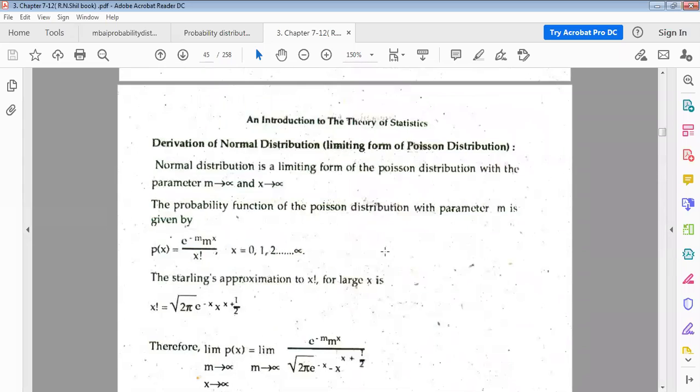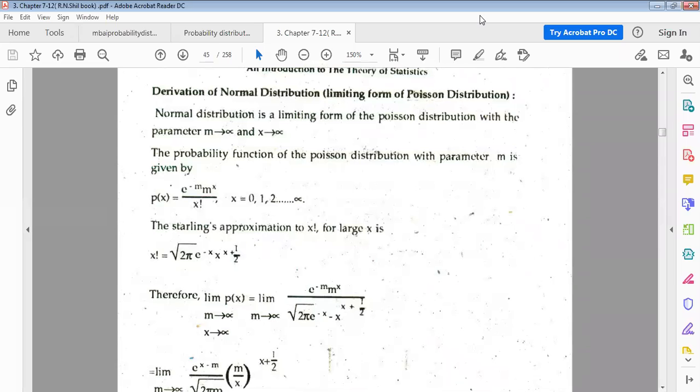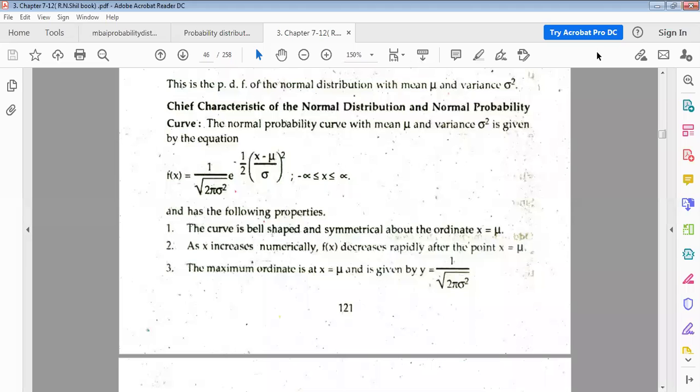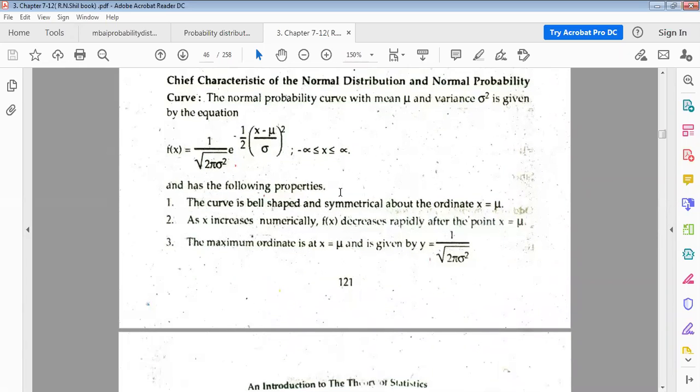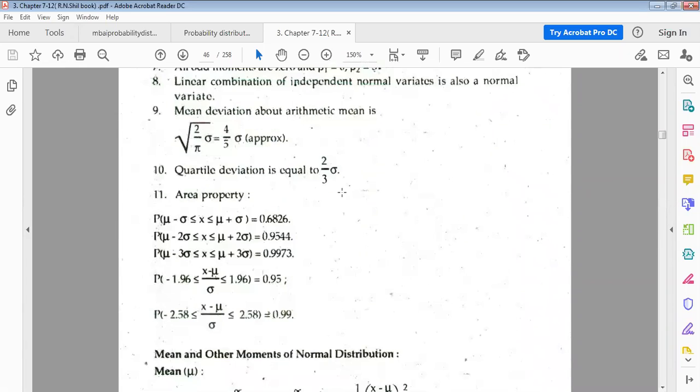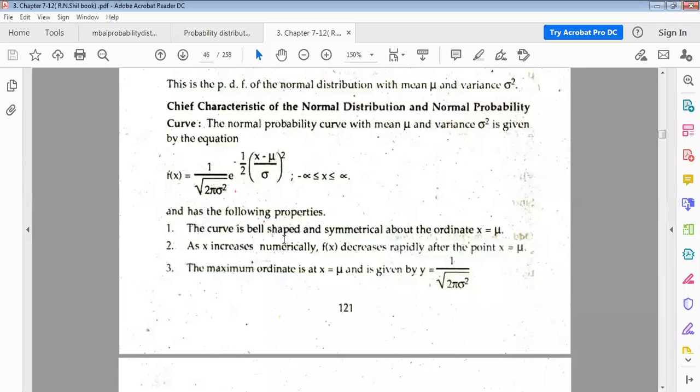I hope everybody understands. A little bit lengthy. Now the chief characteristics of the normal distribution and normal probability curve. The normal probability curve with mean mu and variance sigma square is given by this. We have proved this from the limiting case of the Poisson distribution. Actually, it has many properties, about 11 properties, and these are very important for you.